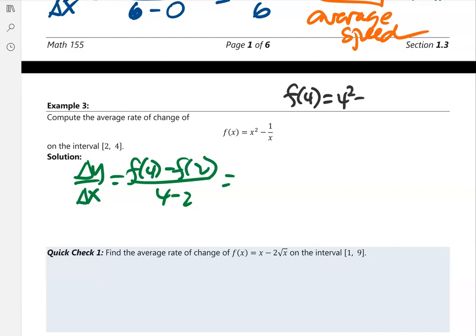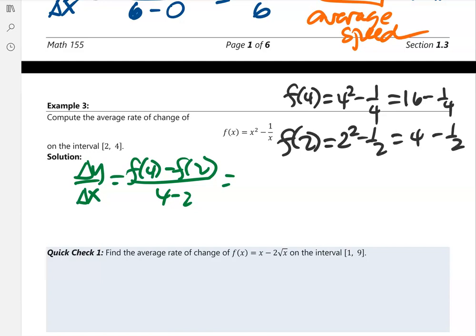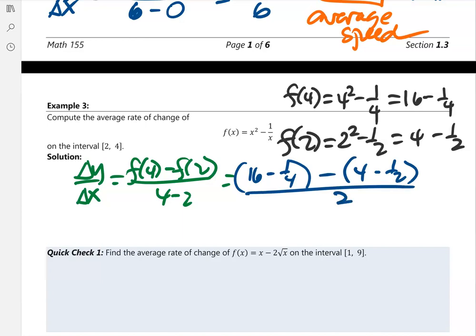f of 4 is 4 squared minus 1/4. That is 16 minus 1/4. And what is that? We could do that later. f of 2 is 2 squared minus 1/2. So that is 4 minus 1/2. So here, f of 4 is 16 minus 1/4, minus f of 2, 4 minus 1/2, all over 4 minus 2, which is 2.